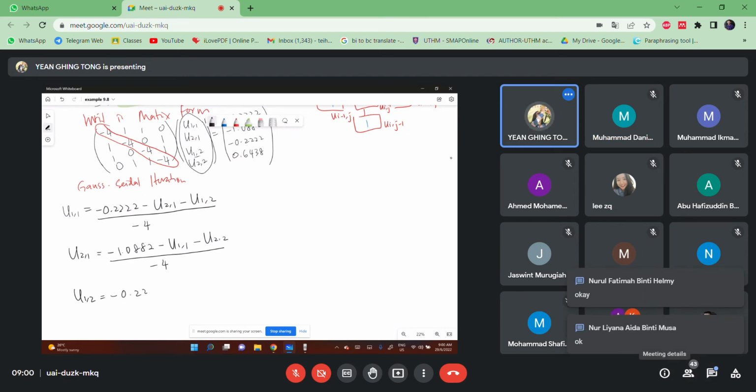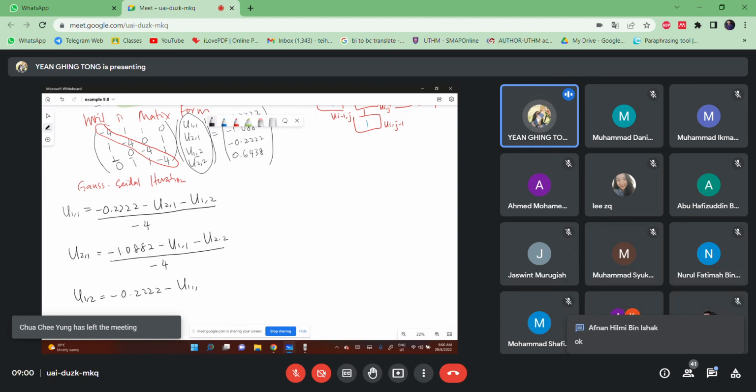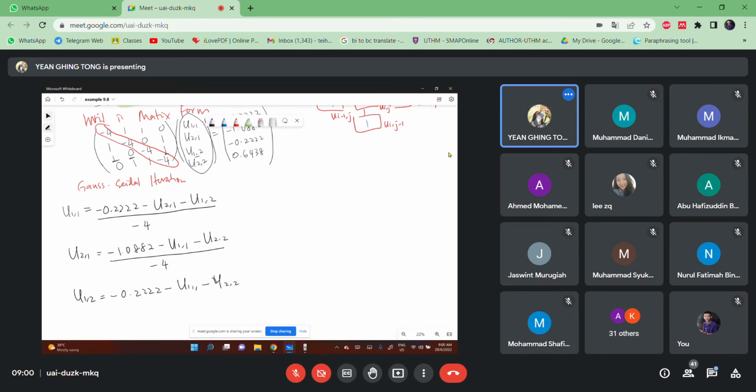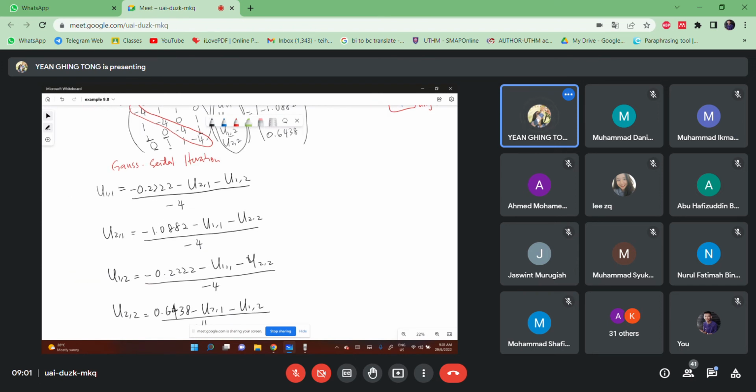Negative 0.2222 minus. So here we have U11, and U21 we don't have, and then the next one is minus U22. So here is negative 4. So continue with the last one: U22 is equal to 0.6438 minus U11, not there, we have U21 minus U12, divide by negative 4.